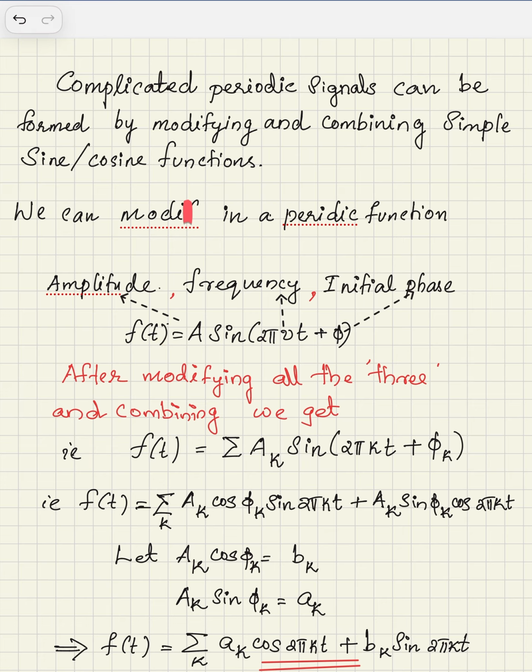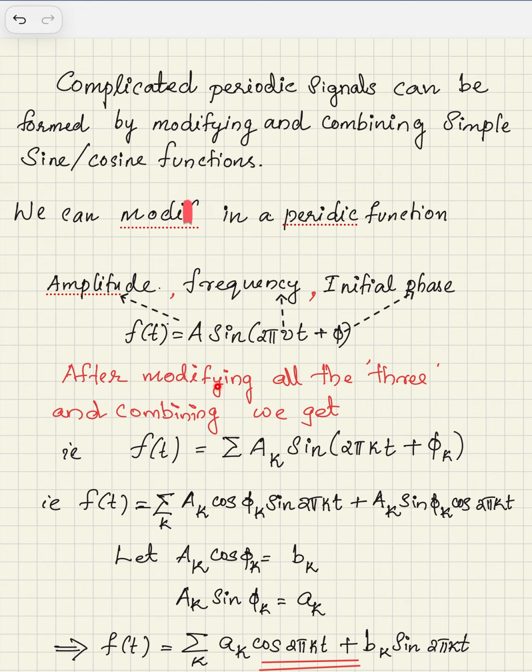A function can be basically written as f of t equal to a sine 2 pi nu t plus phi. In my previous example, I took a as 1, phi as 0, and nu I took values 1, 2, 3. But in general, I can also increase the amplitude. This is called amplitude. And I can increase frequency, and I can change initial phase.